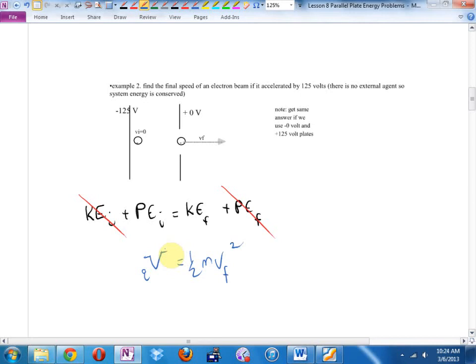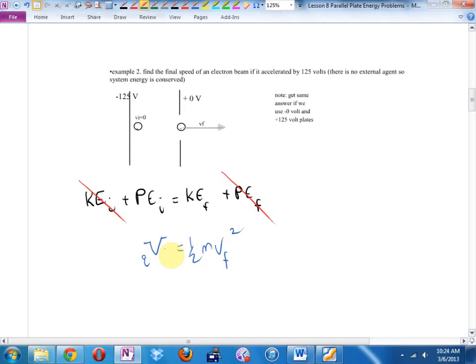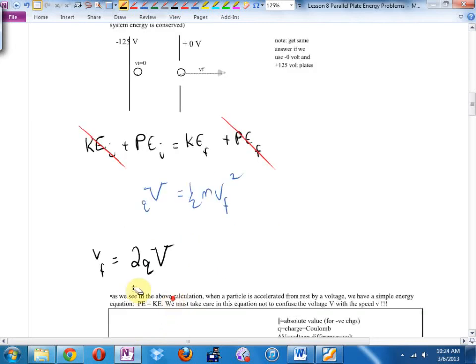What do they want us to find? V final? Let's get the V by itself. How? Times by 2, divide by m, and then square root. I think we end up with this. 2qV divided by m, square root.